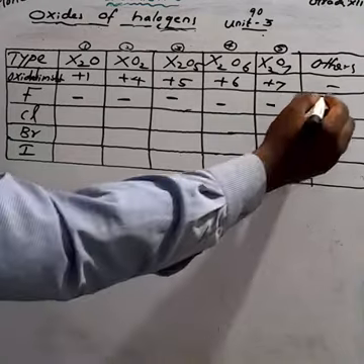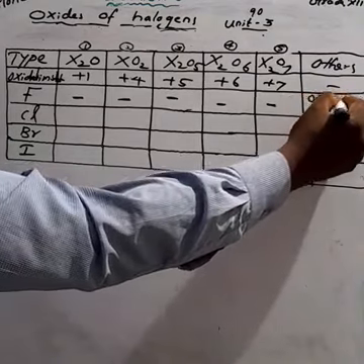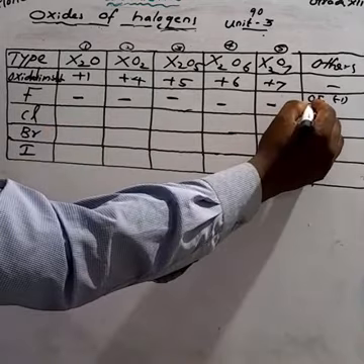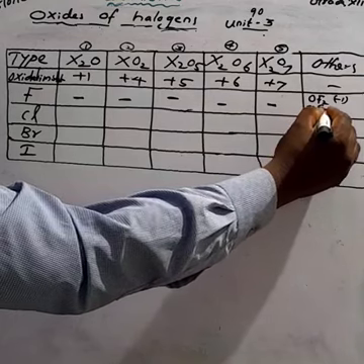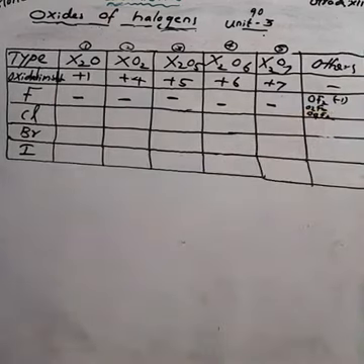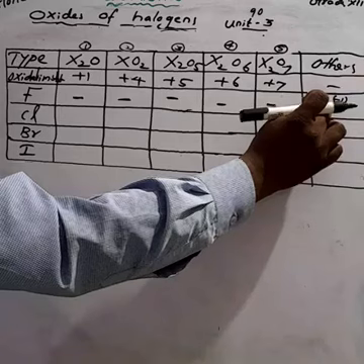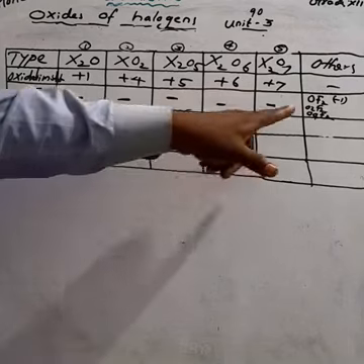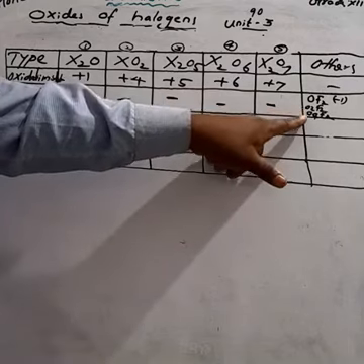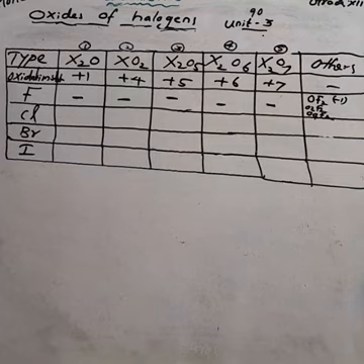Other types, for example OF2. The oxidation state is minus 1. We can find that one. Then also another one, O2F2, and one more, O4F2. These are the 3 different types of compounds that can be formed by fluorine. Fluorine never forms X2O, XO2, X2O5, X2O6 and X2O7, but it can form OF2, O2F2, O4F2. These are some compounds. What is the name of the compound?